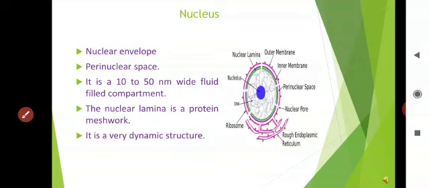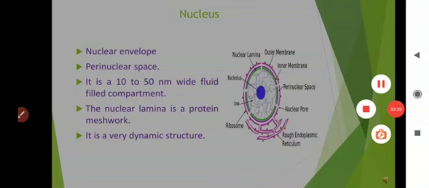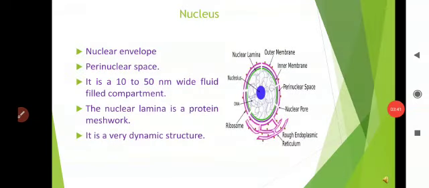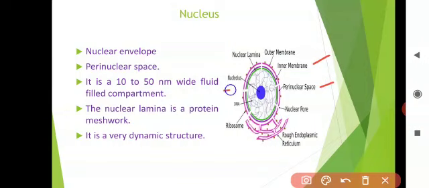This is the structure of the nucleus. In this diagram, we are able to observe different parts of the nucleus. Let me explain different parts of the nucleus. In this diagram, we can observe the outer membrane, inner membrane, perinuclear space, nucleolus, DNA, nuclear pore and rough endoplasmic reticulum. We know that rough endoplasmic reticulum has been generally arranged from the nuclear membrane.